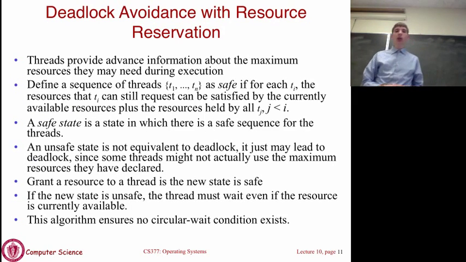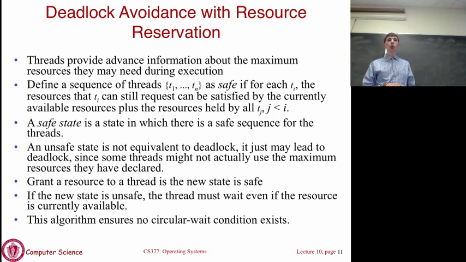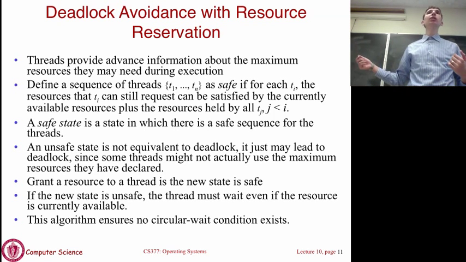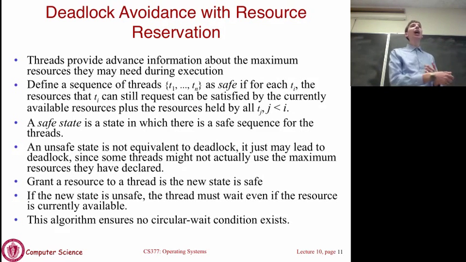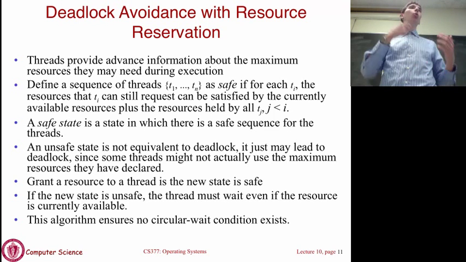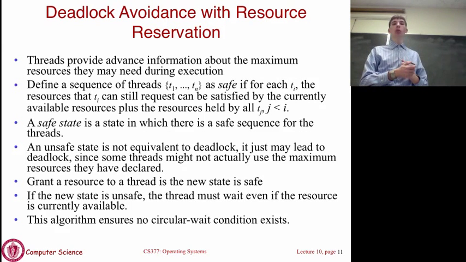So, the main idea that we're going to need is some notion of resource reservation. What that means is that threads are going to have to say in advance what resources they might need in order to complete. That doesn't mean they're requesting them right now. It just means they're essentially saying, I may need these resources in the future. And by saying up front what resources you might need, we'll be able to do some reasoning about how to assign resources in order to prevent deadlocks.